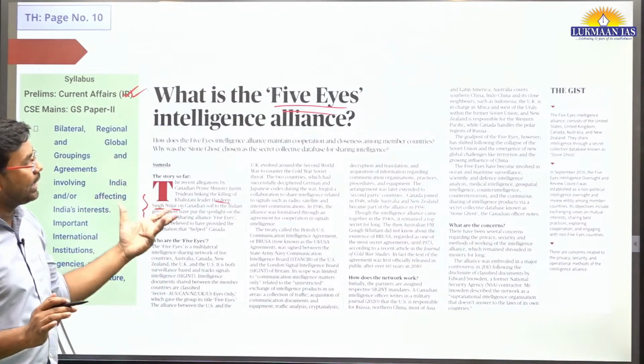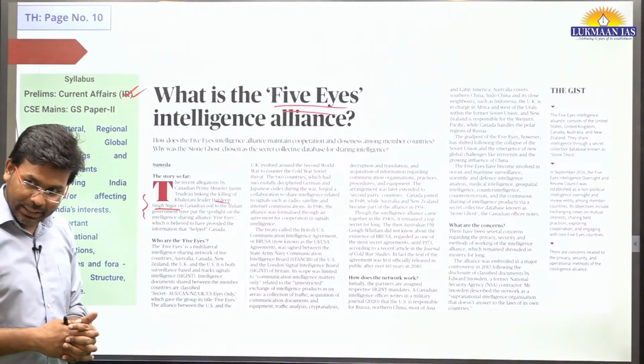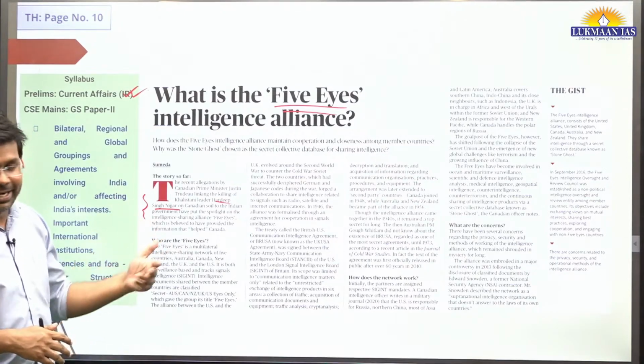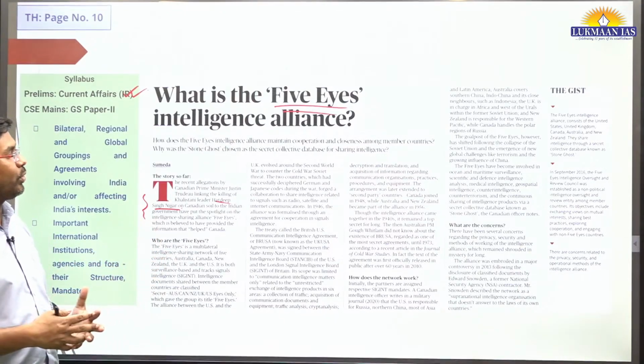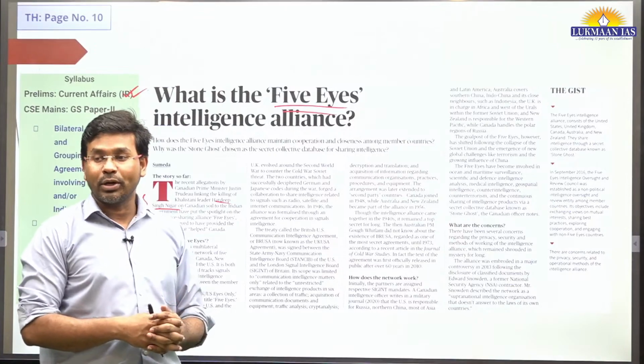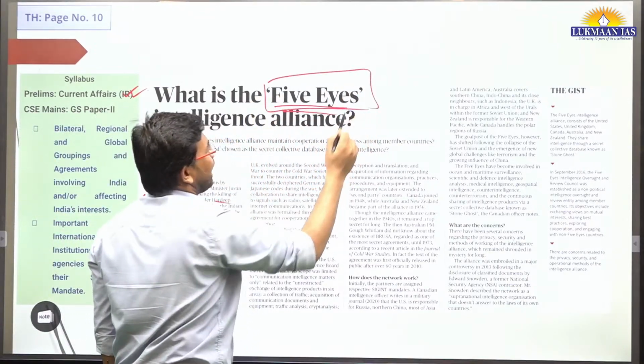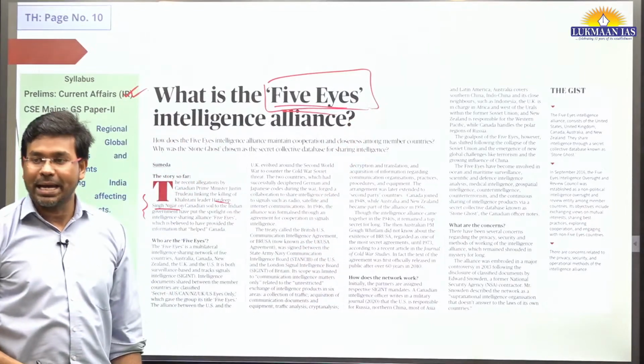But how did the Canadian Prime Minister gather information? How did he get to know about it? It is said, I mean, it is not officially known, that he might have got this information from the Five Eyes Alliance. Now we need to understand what the Five Eyes Alliance is.